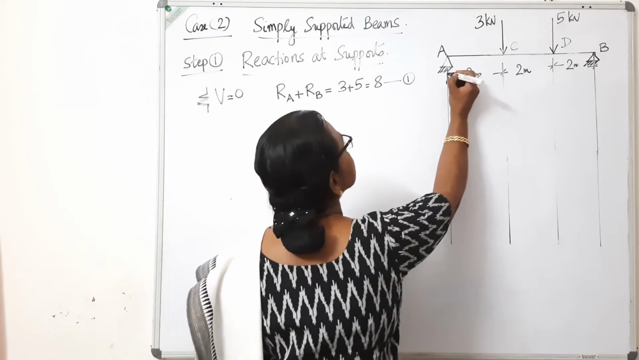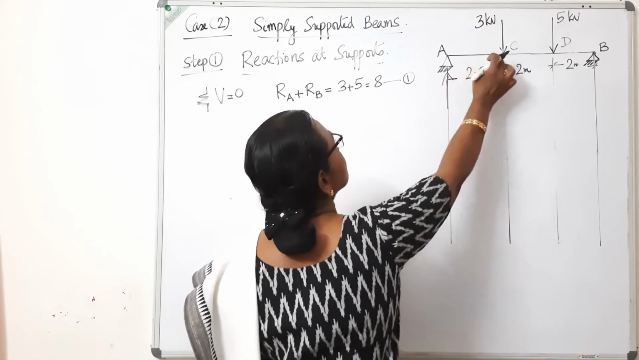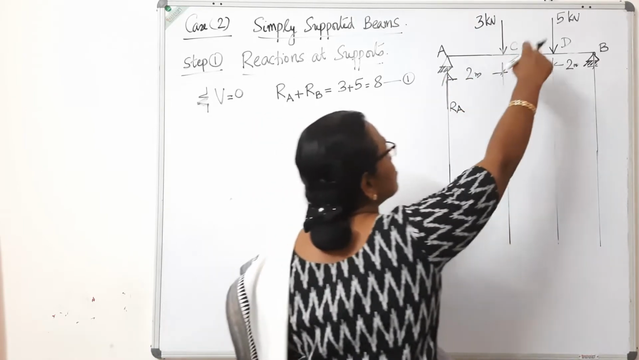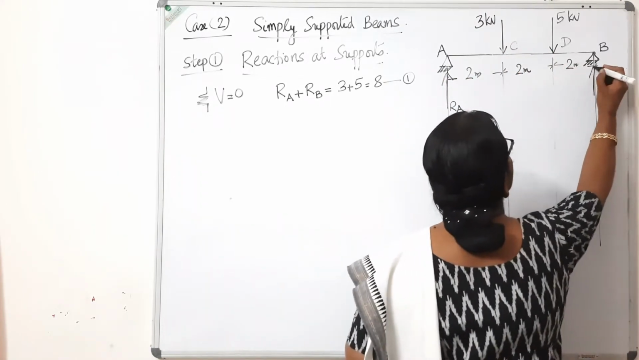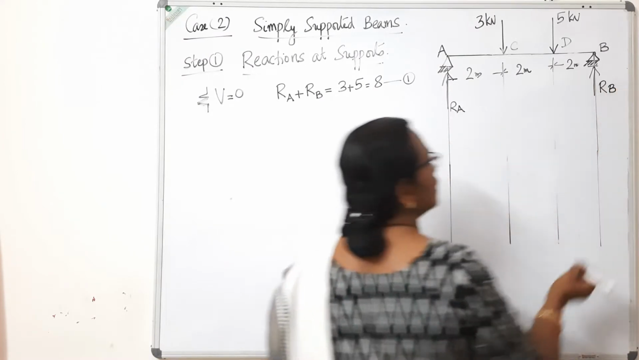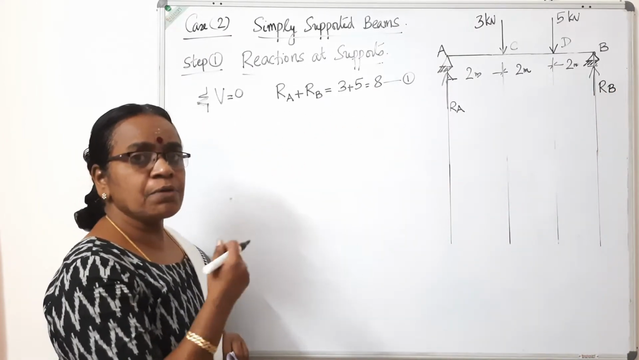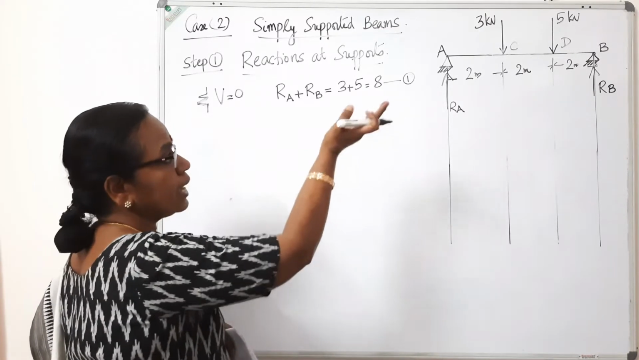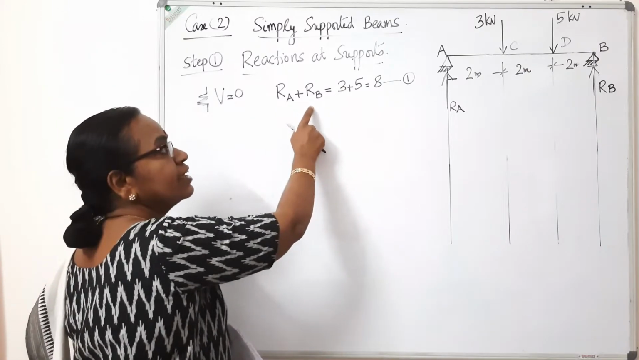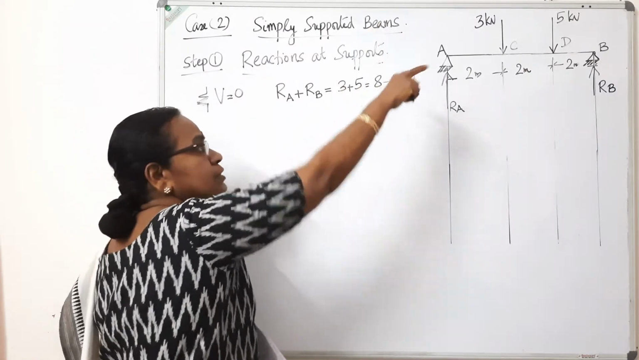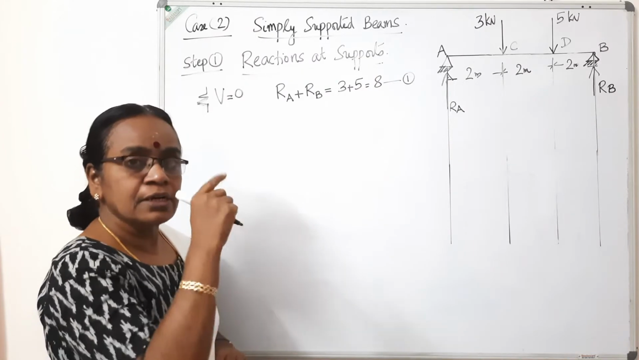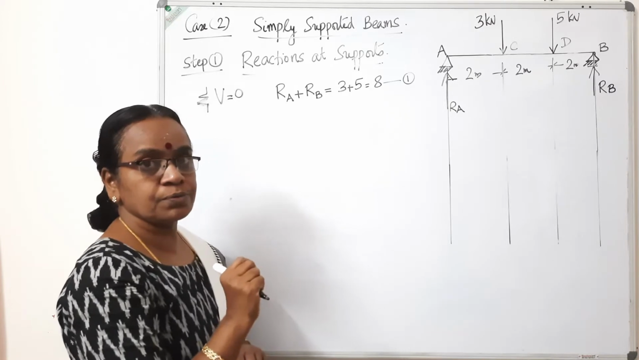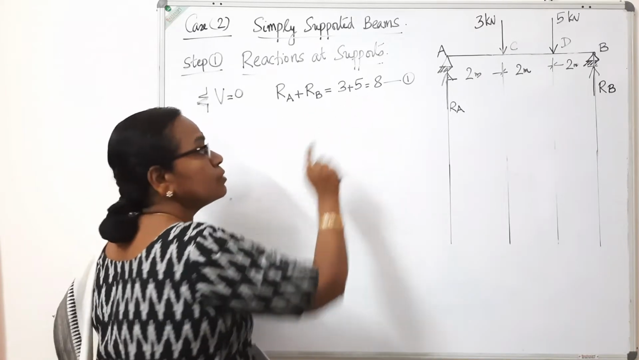Reaction at A. Since there is only vertical load, there will be only vertical reaction. Let me mark it as RA. Since there is only vertical load, the reaction at B, I will mark it as RB. Assume both acting upwards. Now, sigma V is equal to 0. Sum of the vertical loads is equal to 0. RA and RB acting upwards. So, RA plus RB is equal to the total loads acting downwards, 3 plus 5. Or I can write RA plus RB minus 3 minus 5 is equal to 0. Effectively, RA plus RB is equal to total load 8.